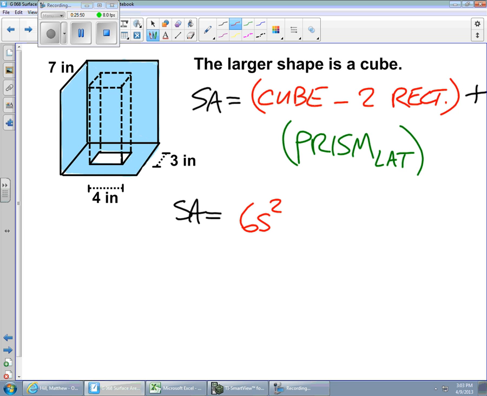Okay. But we don't want these two rectangles. So we're going to remove 2 times a base times a height. Here in a minute, we'll worry about those values momentarily. And how are we going to find the lateral surface area of a prism? It's on your chart. Have a look.